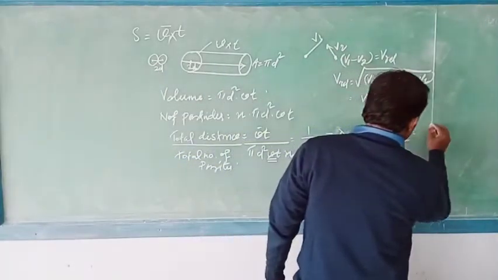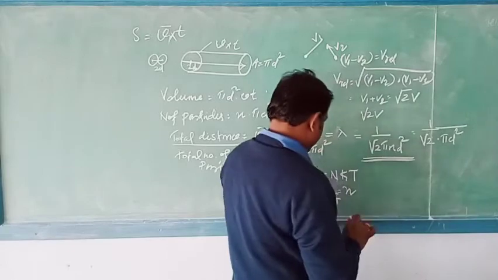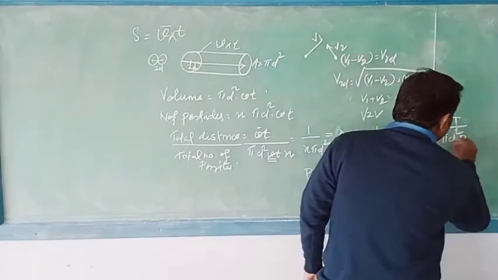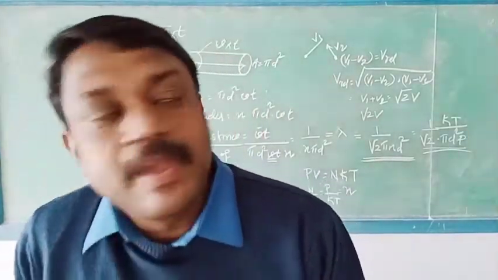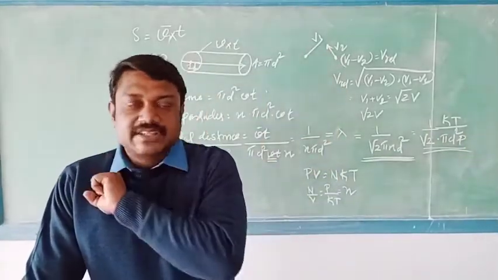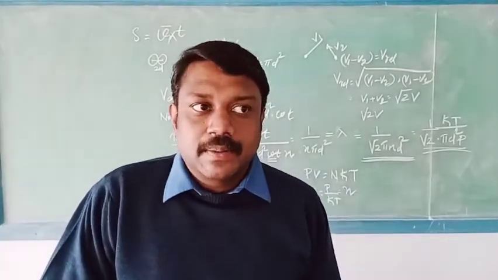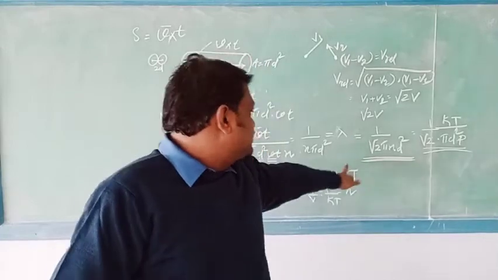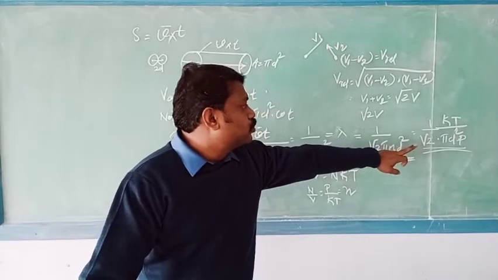So this equation will become 1 by root 2 into pi d square multiplied by n. n is P by kT, so kT will go up. So kT by root 2 pi d square P is the mean free path in terms of pressure, temperature and Boltzmann constant. What is d? d is the average diameter of the particle. Okay, so that is the concept of our mean free path. So mean free path is the distance travelled by a particle between two successive collisions, and its expression is given as 1 by n pi d square, or 1 by root 2 pi n d square, in terms of kT divided by root 2 pi d square P.